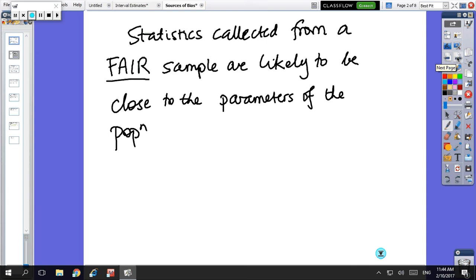Okay, so statistics collected from a fair sample are likely to be close to the parameters of the population. So if we've got a fair group, then we've got a chance to be close. If it's a biased sample, then it's less likely to be close. Okay, so hopefully that makes sense. Come across when you're ready.